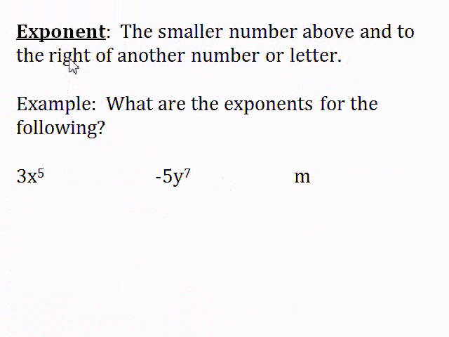Our next term is the word exponent. The exponent is the smaller number above and to the right of a number or letter. For example, what are the exponents for the following? For positive 3x to the fifth power, the 5 is the exponent. So I'm writing down the exponents of each. For -5y to the seventh, the 7 is the exponent of y. For m, if there's no exponent listed, the exponent's understood to be 1. So the exponent is 1.